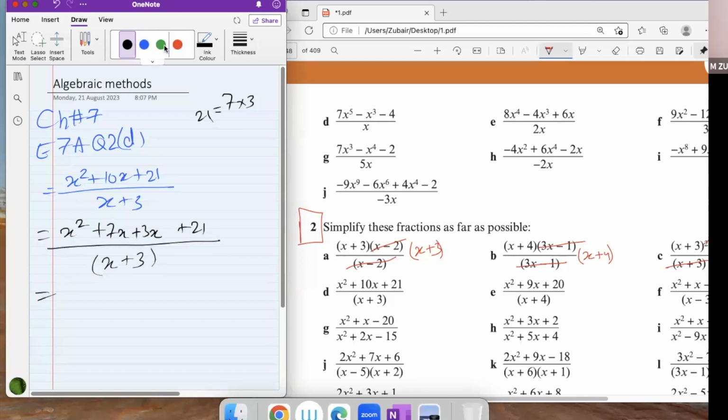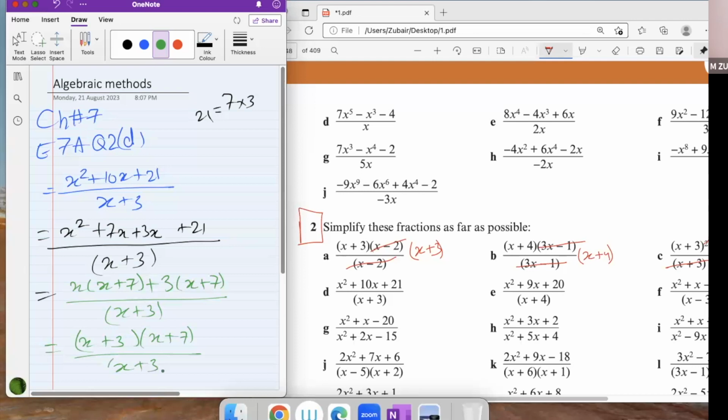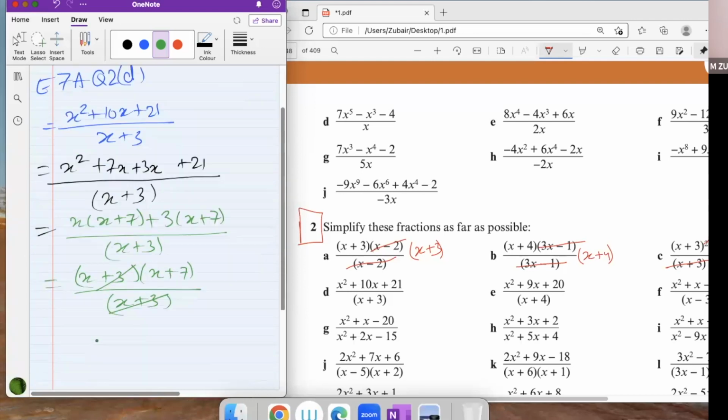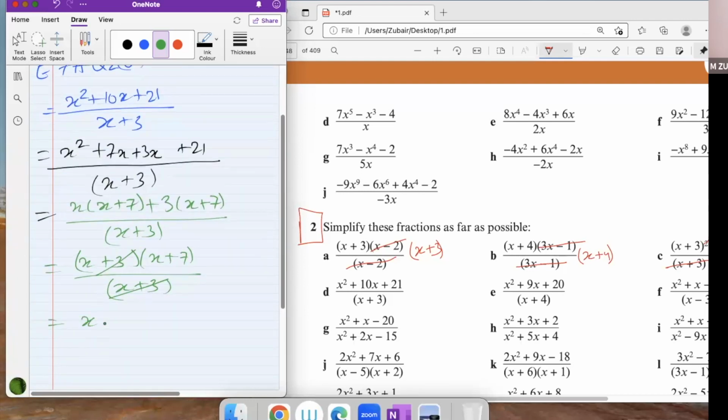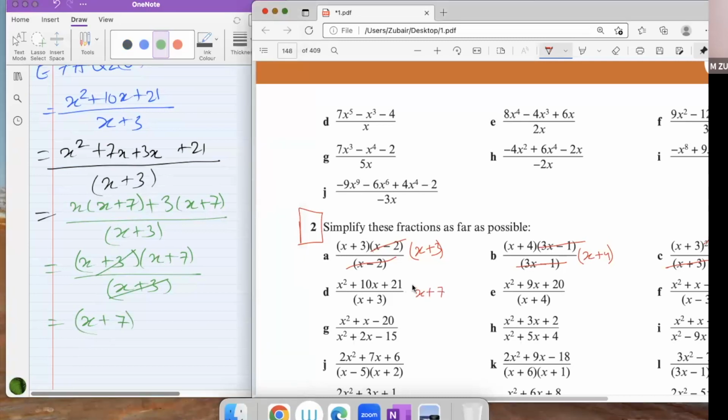So in the numerator, you have x into x plus 7 plus 3 into x plus 7. In the denominator, that is x plus 3. We can already see that we'll get rid of x plus 3, but we have to show the steps. So this is x plus 3 again. Get rid of this, and your final answer is x plus 7. So D part, it is x plus 7 when you simplify this. Are you getting the idea?